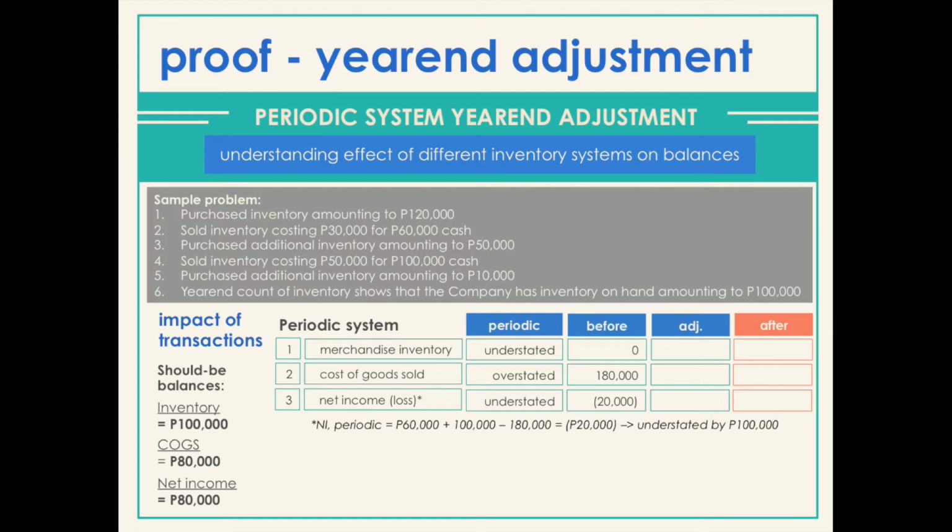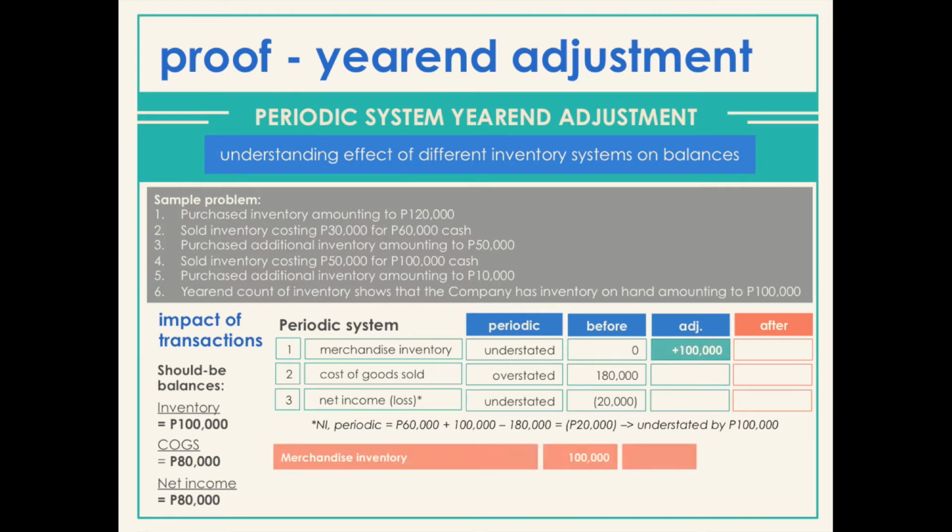As we discussed earlier, merchandise inventory is currently at 0 and is understated by 100,000. COGS is 180,000 and is overstated by 100,000. Right now, the company has a net loss of 20,000 and this amount is understated by 100,000. So what can we do to correct these balances?